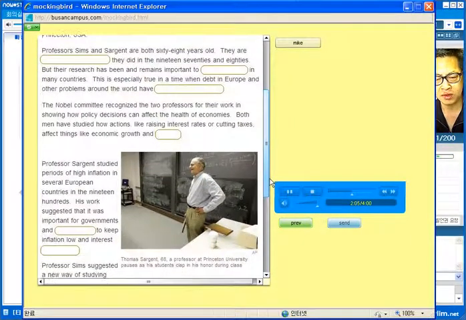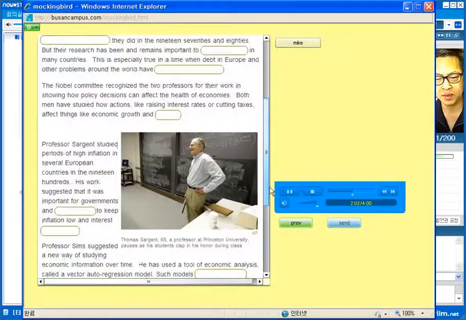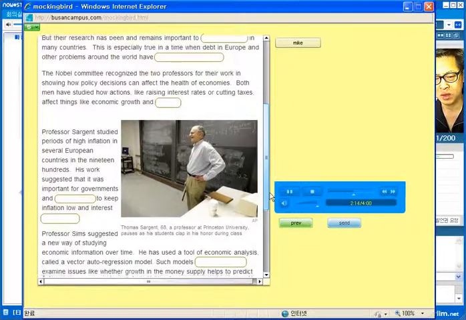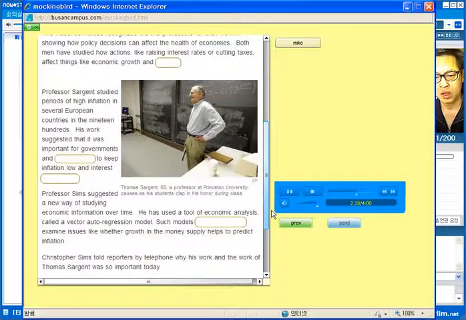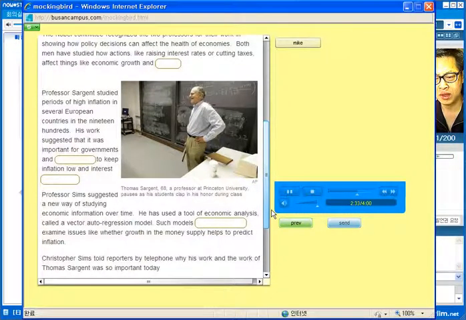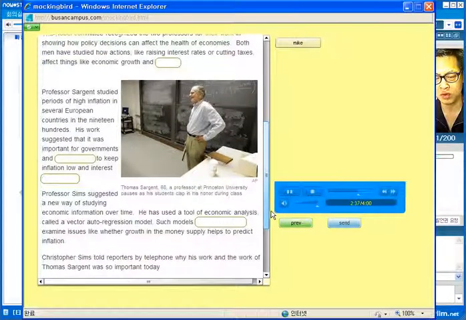Professor Sims suggested a new way of studying economic information over time. He has used a tool of economic analysis called the vector autoregression model. Such models provide ways to examine issues like whether growth in the money supply helps to predict inflation. Christopher Sims told reporters by telephone why his work and the work of Thomas Sargent was so important today.